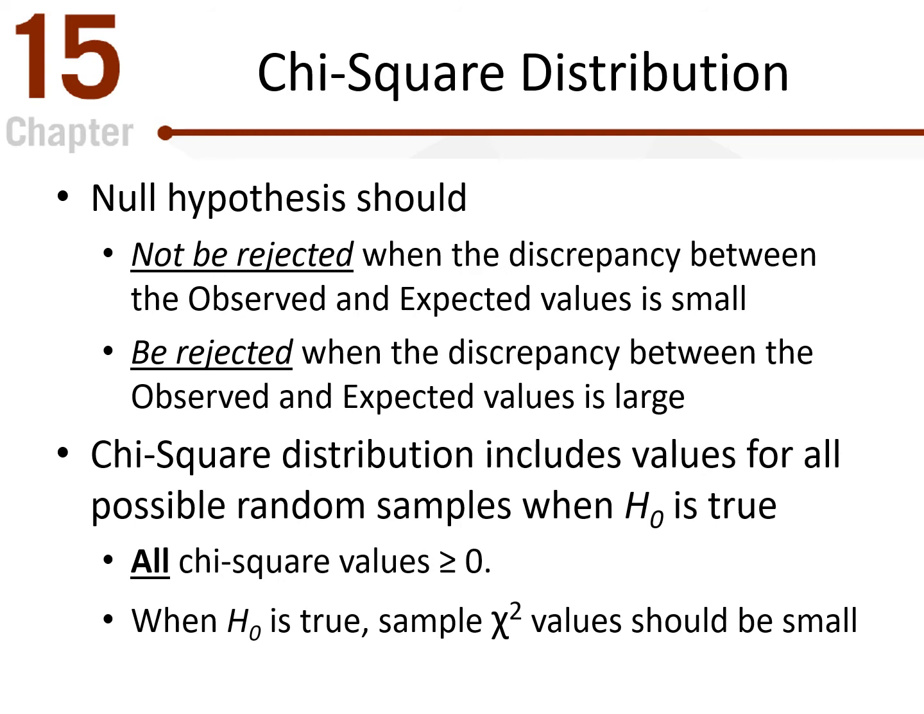So the null hypothesis is not rejected when the discrepancy between the observed and the expected values is small. If your observed is very close to your expected, you're not going to reject the null for chi-square. That means you're not going to find a significant chi-square. But when the discrepancy is large, you're going to find significant chi-squares. So when the null is true, the chi-squared value should be relatively small. When you reject the null, the chi-square value should be much higher.